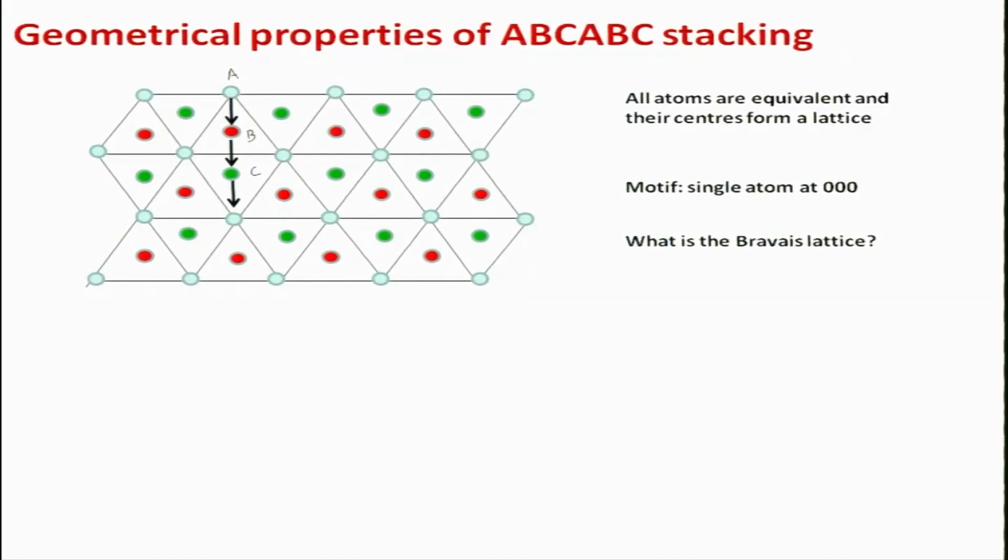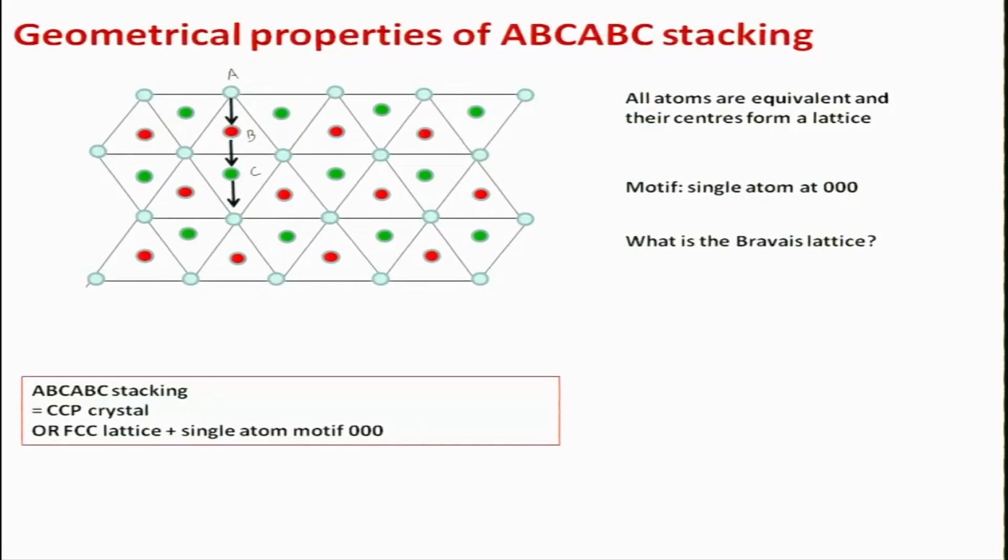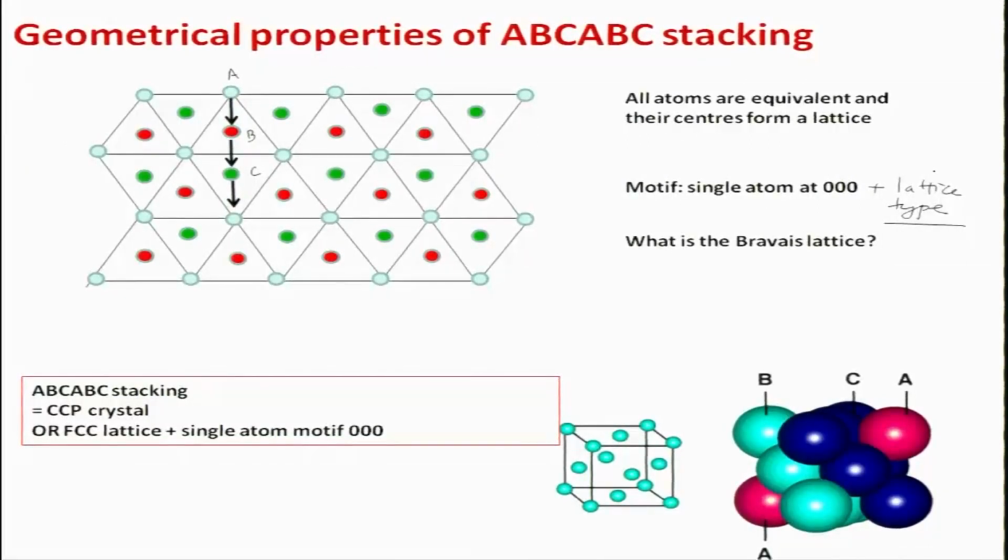Okay. What is the Bravais lattice? If you have ABC, ABC stacking, it makes a cubic close packed crystal. If you have the motif as a single atom, then you need to describe what the lattice type is. Without that it is incomplete. So, the structure in the ABC, ABC packing is called a cubic close packed crystal or an FCC lattice with single atom motif at 0 0 0. So, this is the answer here.